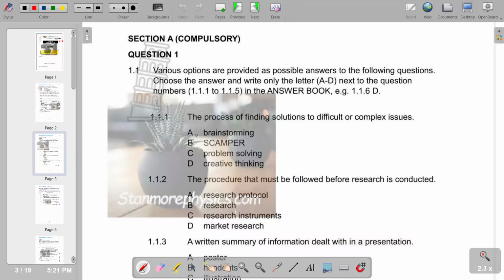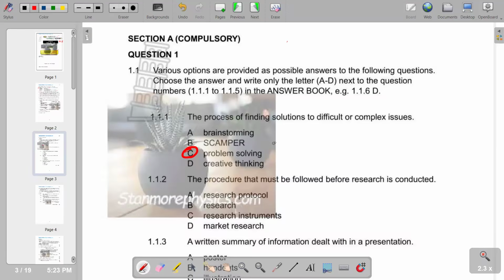On our first question, 1.1.1, it is the process of finding solutions to difficult or complex issues. We have brainstorming, SCAMPER, problem solving, creative thinking, but we see that the correct response is problem solving, that is our C. Problem solving is the process of achieving a goal by overcoming obstacles, which makes problem solving the correct response on the first part.